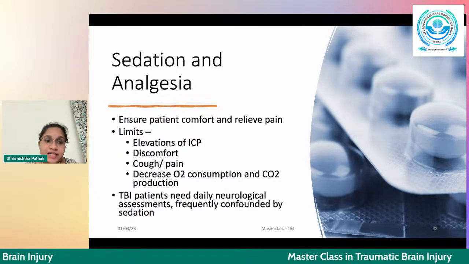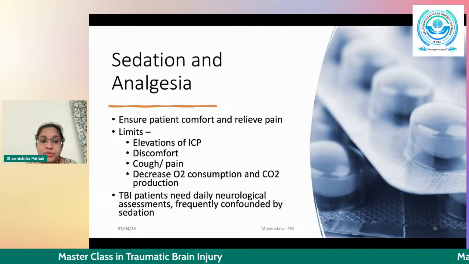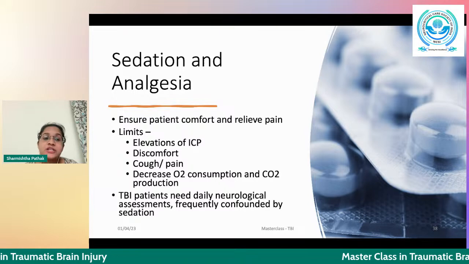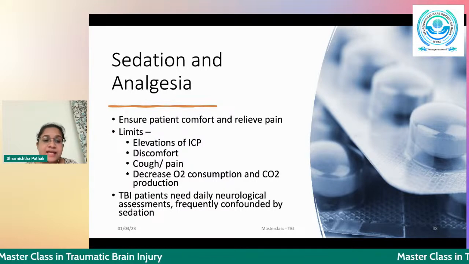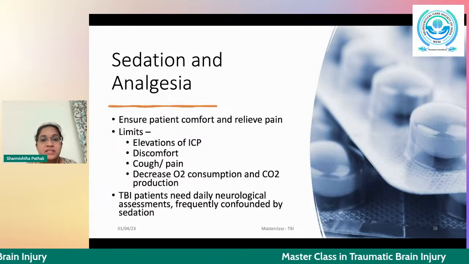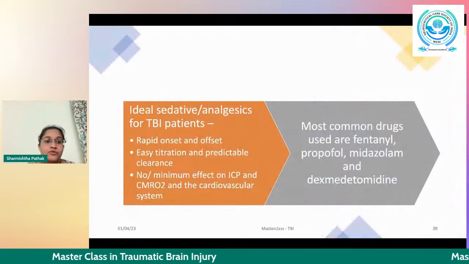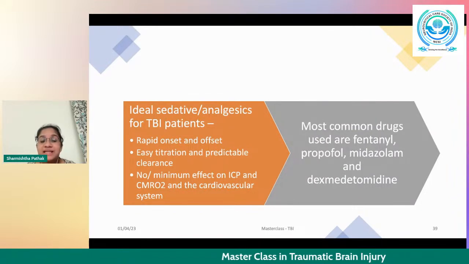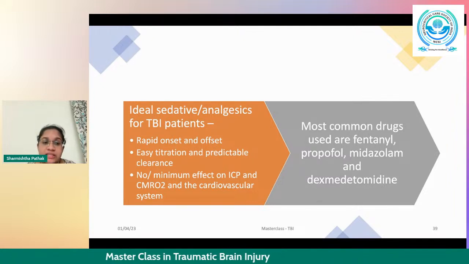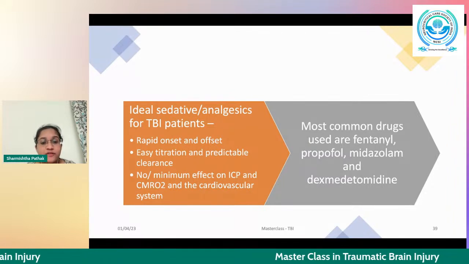Sedation and analgesia provided limits any elevations of ICP, any discomfort to the patient, any discomfort arising due to cough or pain, decreased oxygen consumption, and decreased CO2 production. But the downside is that the TBI patients need daily neurological assessments, and these assessments can be frequently confounded by use of sedation. So we require an ideal sedative or analgesic, which should have a rapid onset and offset, should be easily titratable, and should have a predictable clearance. There should be no or minimum effect on ICP and CMRO2, and also the cardiovascular system.